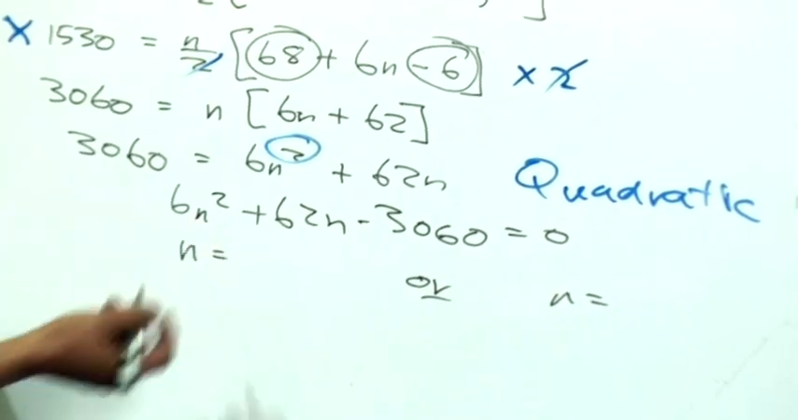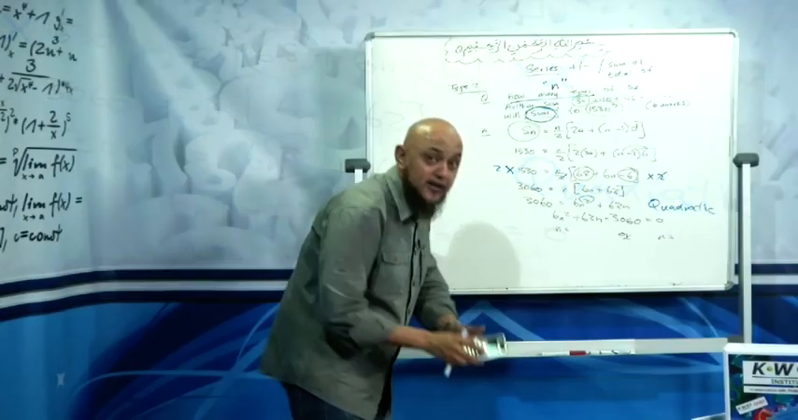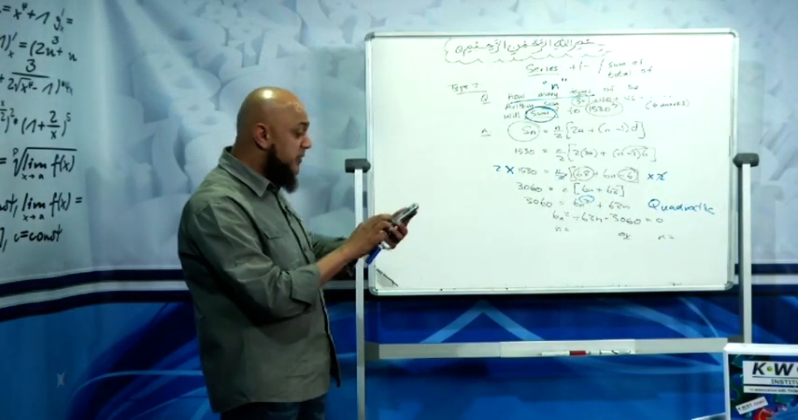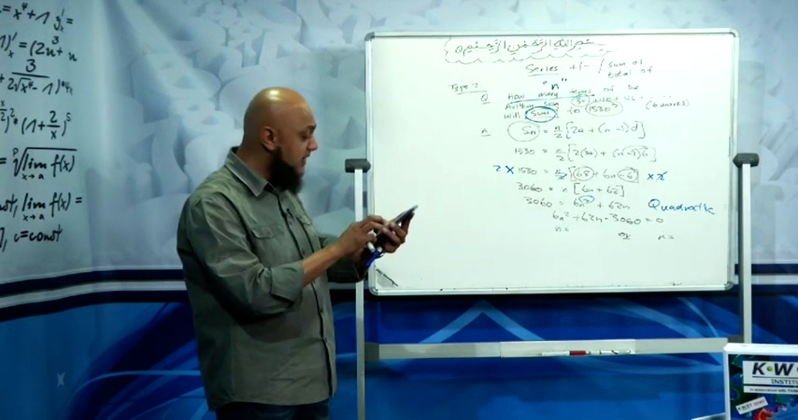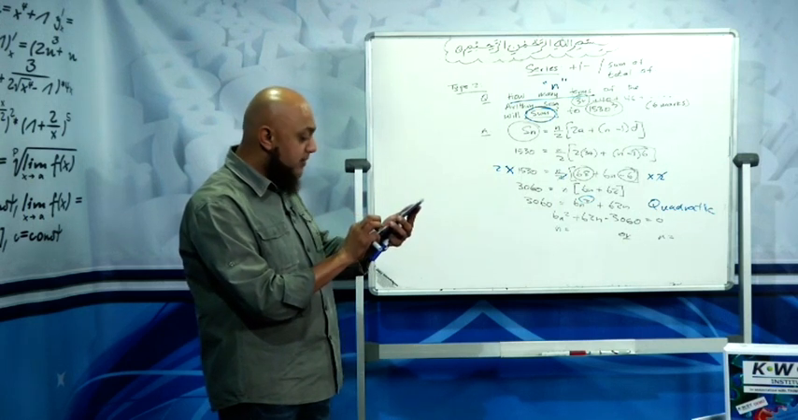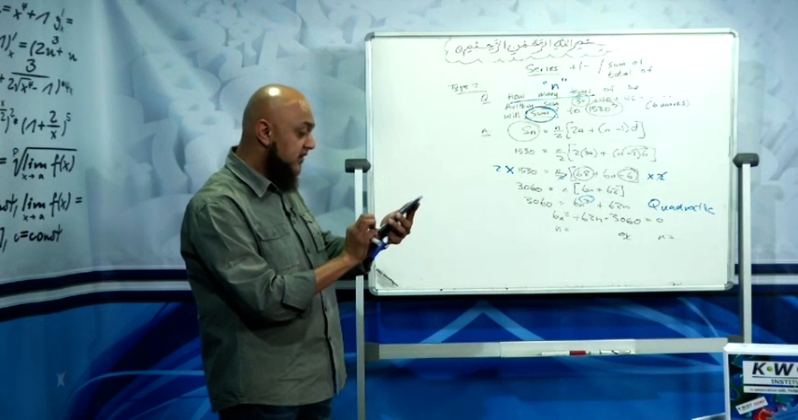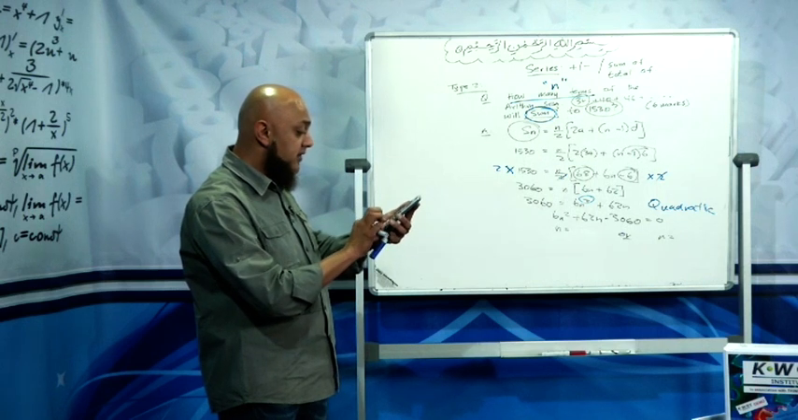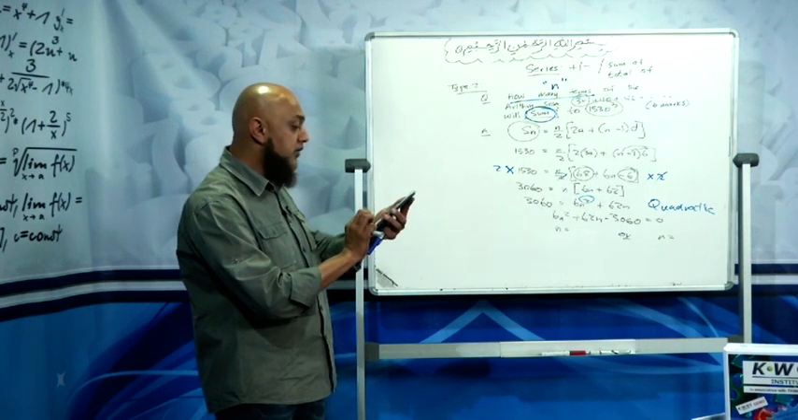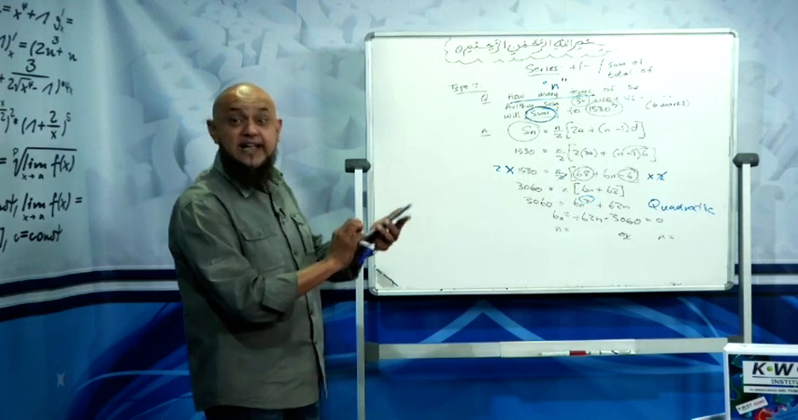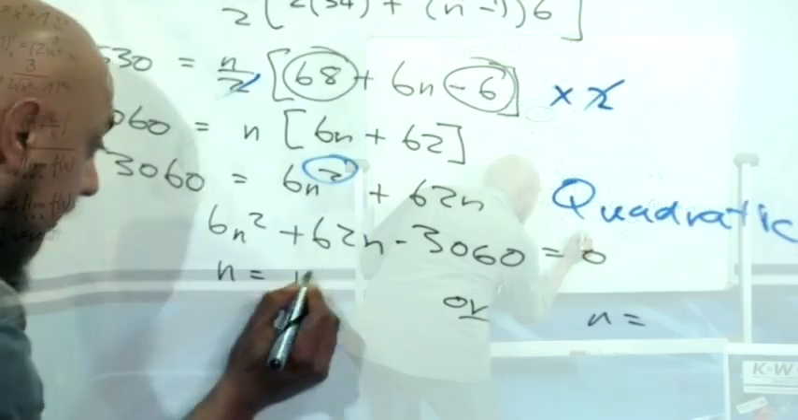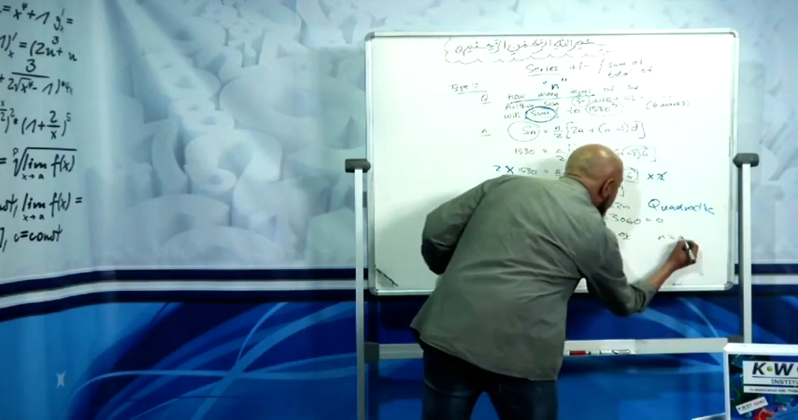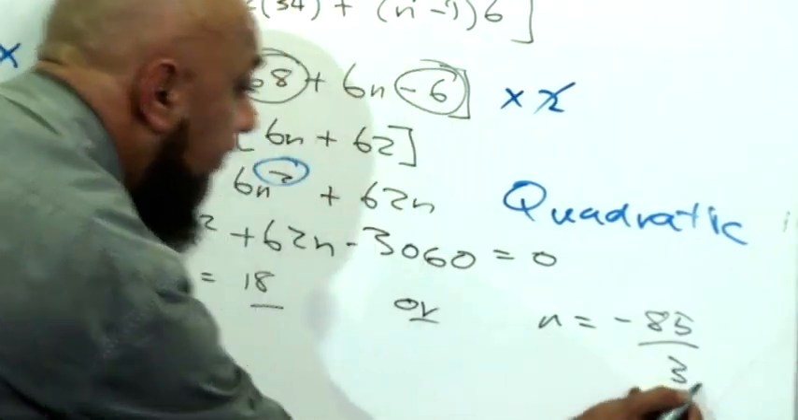So factorize that, you're going to get two values, n is equal to something or n is equal to something else. Let's go on to our calculator and use the factorization key. We go mode, equation, ax squared plus bx plus c, so that's option number 3. We go 6, 62, and the last one, negative 3060. And what do I get? I get n is equal to 18 on the dot, or n is equal to, second solution, negative 85 over 3. So these are our two solutions.